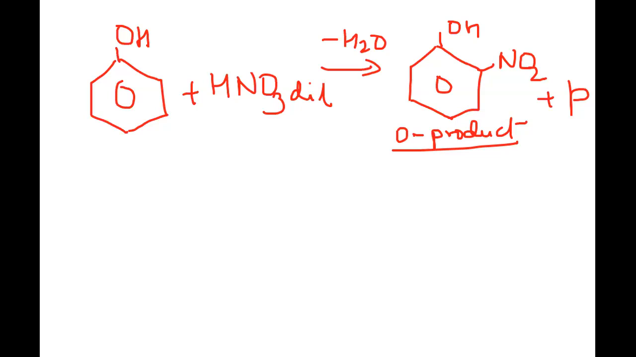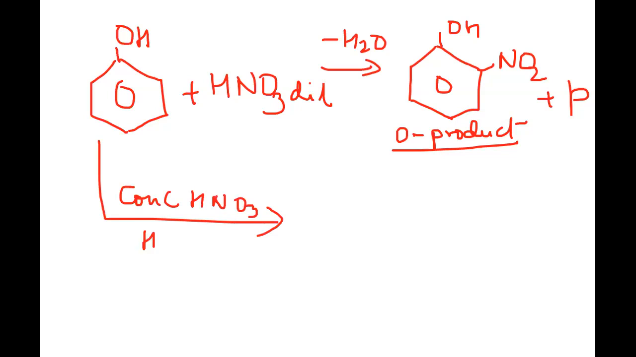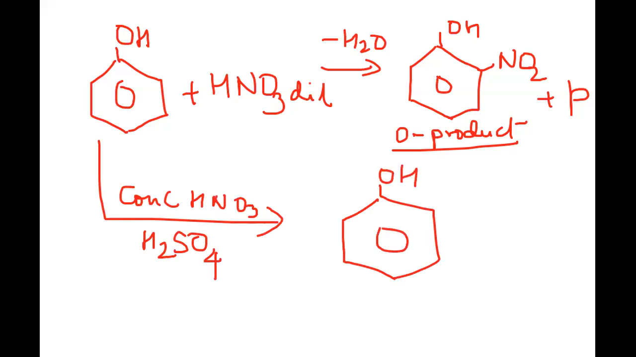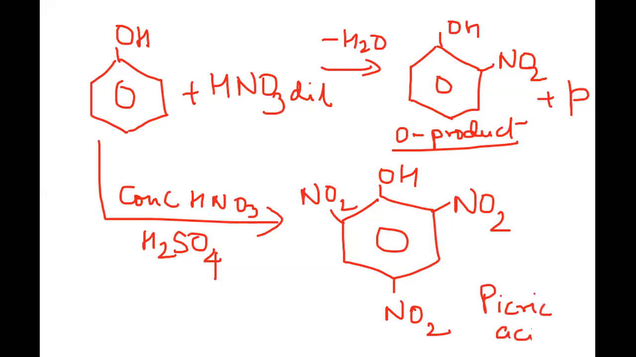But if concentrated nitric acid is used, that is HNO3 in presence of H2SO4, where actually the nitronium ion will be generated, then the compound that is obtained is a trinitrophenol, which is also called picric acid. So you have all the three positions having the nitro group, and therefore this compound is called 2,4,6 trinitrophenol, or it is also called picric acid.